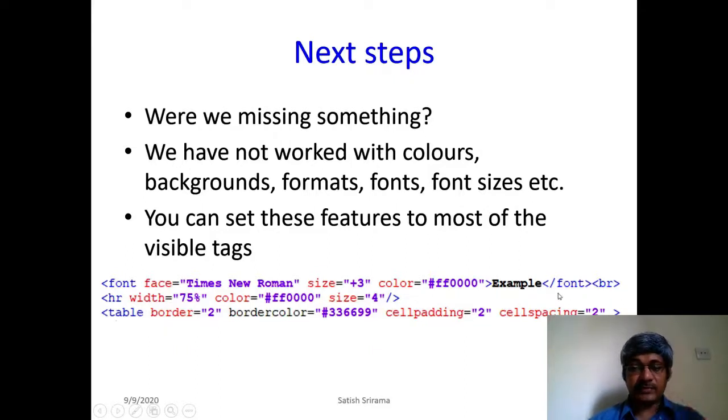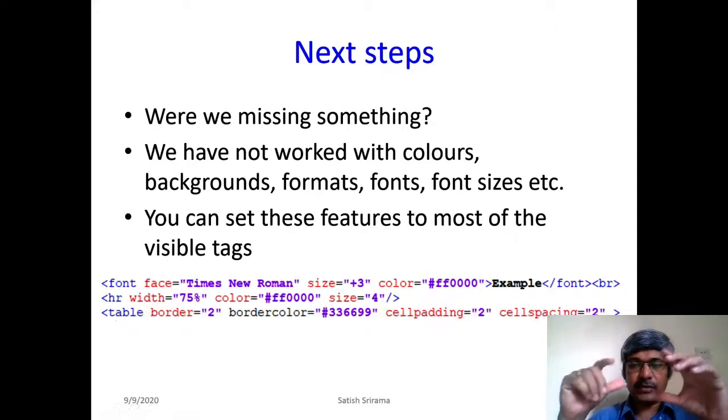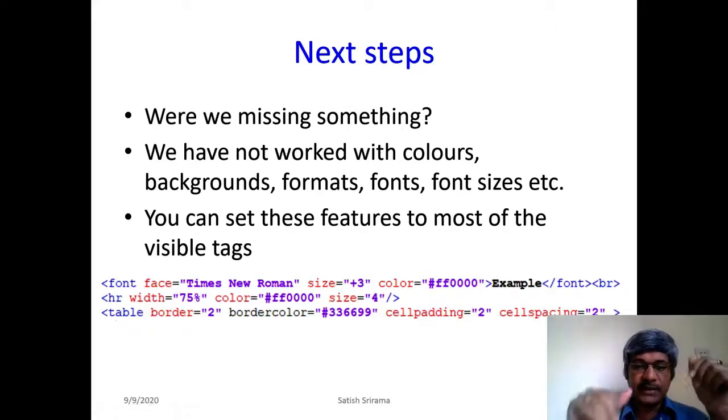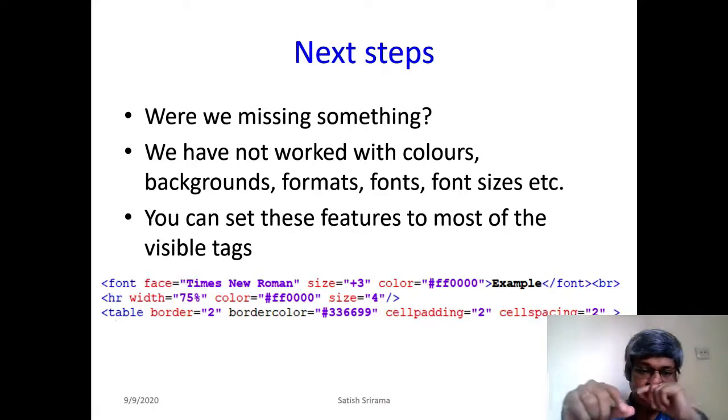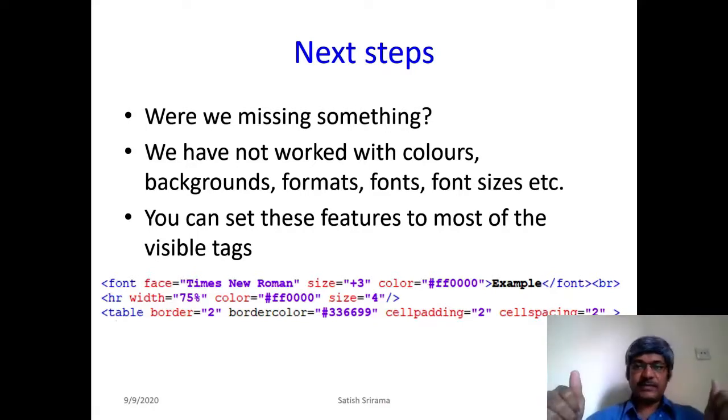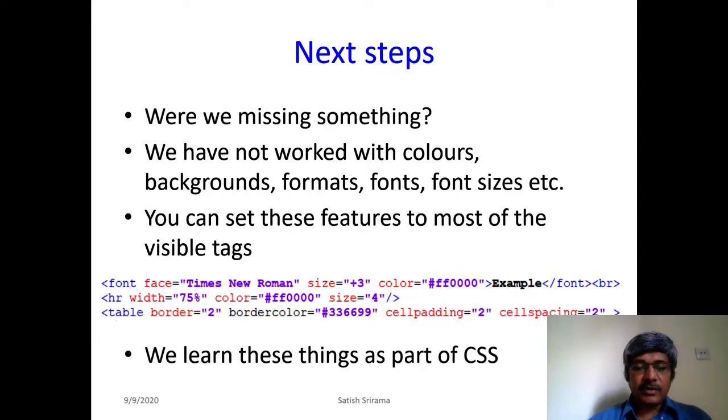We could have put this one. HR. Even the horizontal rule which we have seen as a simple plain line, we could have specified its width to be 75%, and we could have specified a different color for that one, and we could have even increased its size to 4 pixels thickness. So this will be 75% of the complete home page, and its thickness will be 4 pixels. We could have put all this information. We will learn about all these things as part of the next video, as part of learning cascading style sheets, CSS.